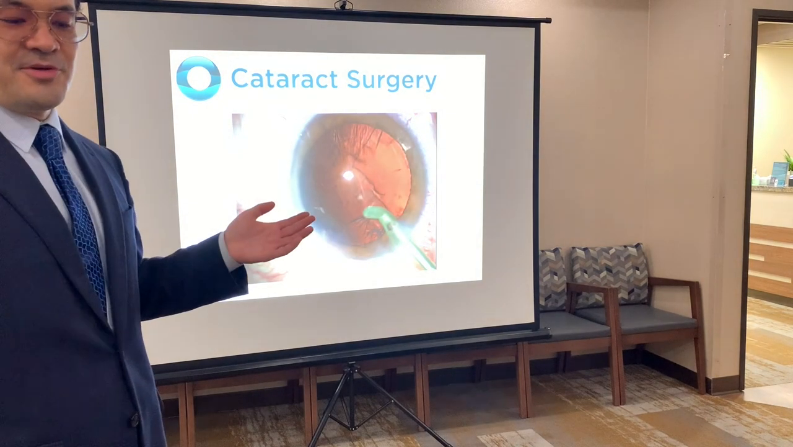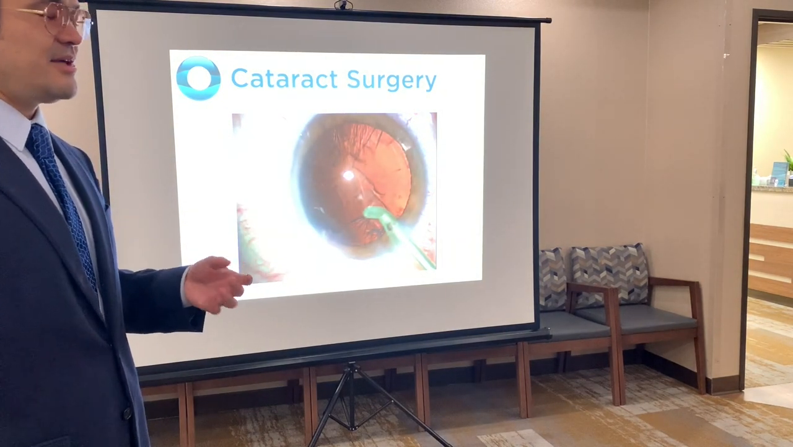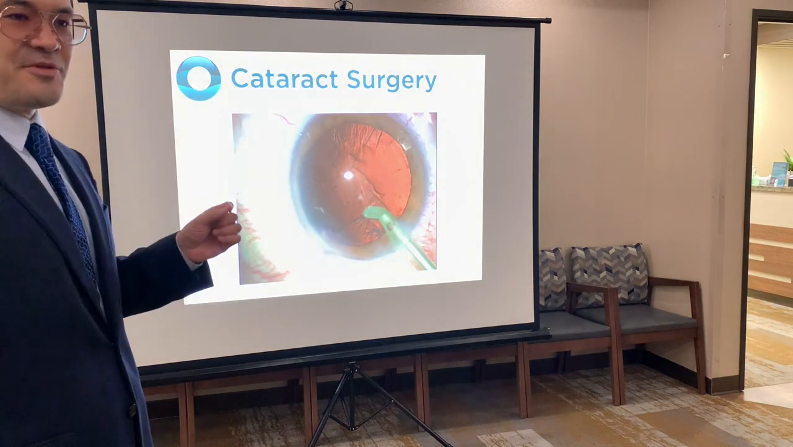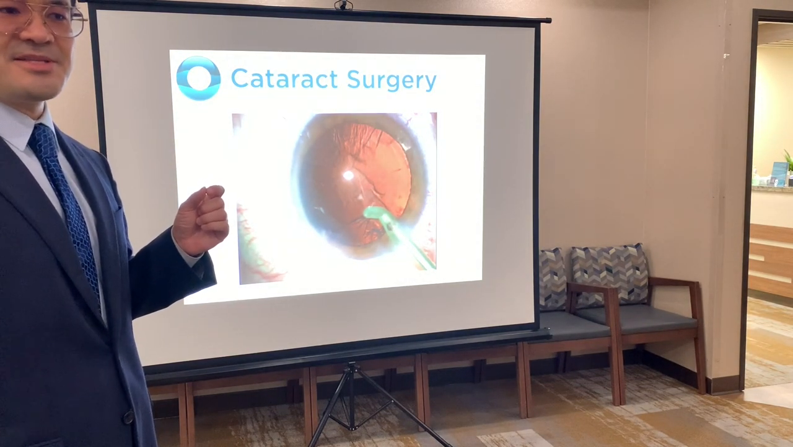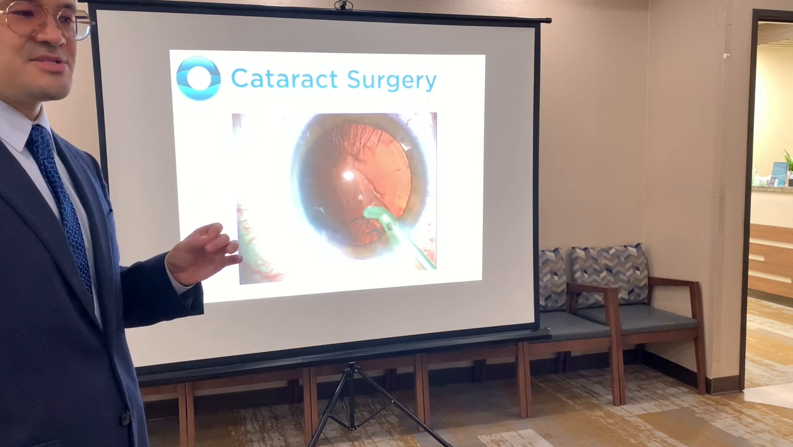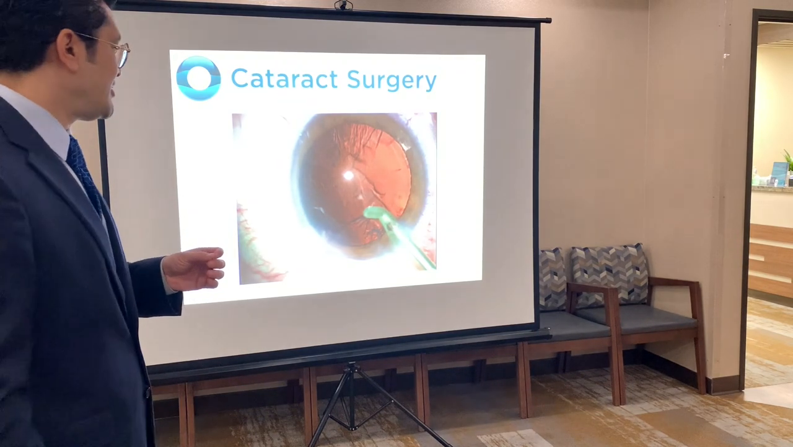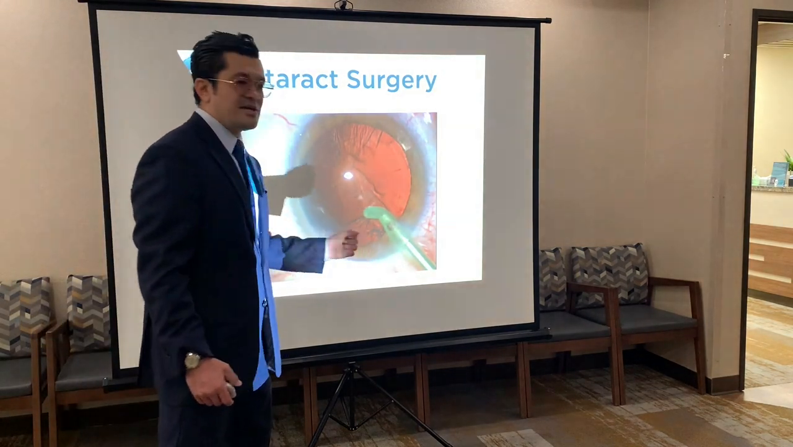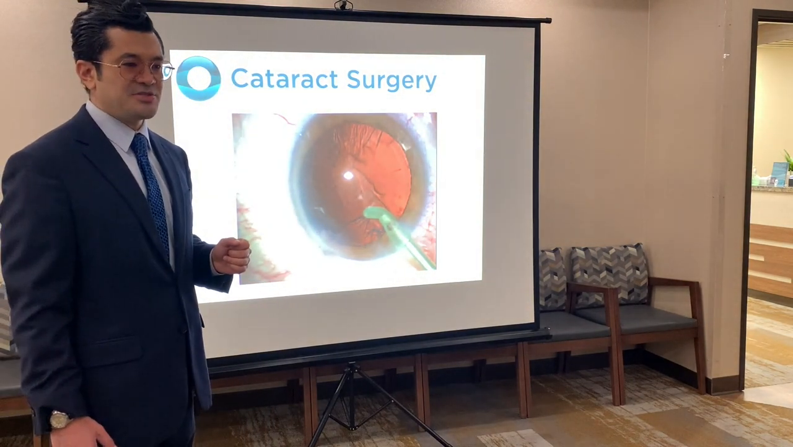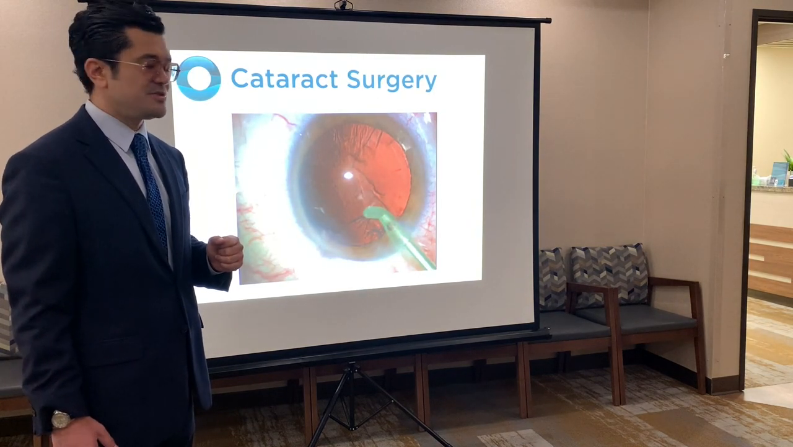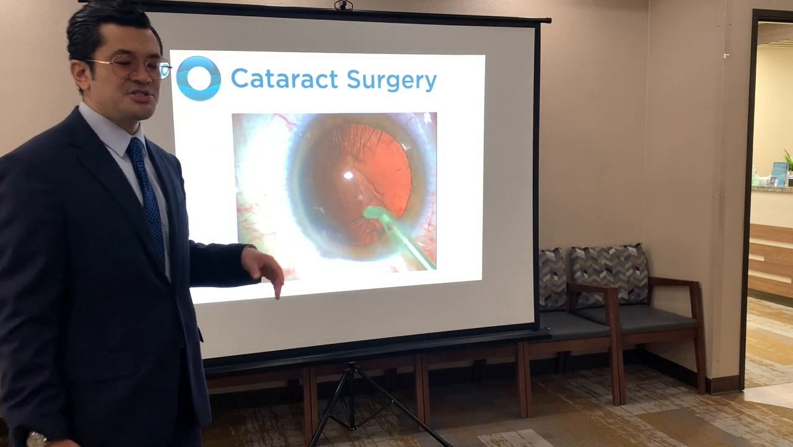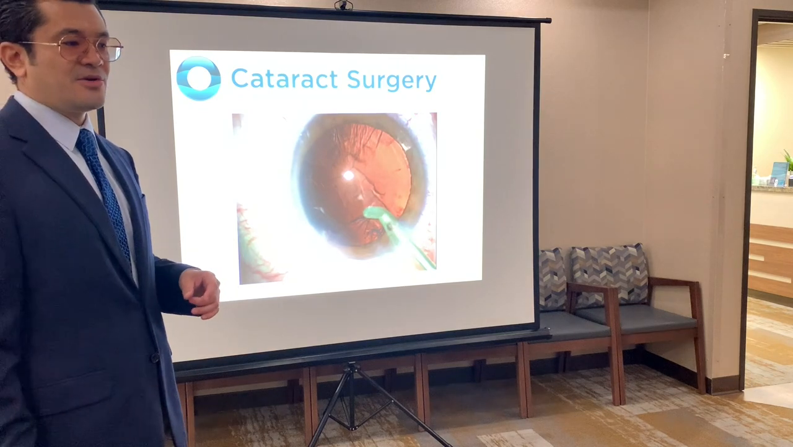So now that we've removed the nuclear cataract, and this is whether by laser or by ultrasound, we're left with these tiny little filaments of cortex. These are this fluffy cataract material on the edge. And so you can see in this picture, we're using a different tool. It's not the phaco emulsification tool. It's an irrigation aspiration tool. It's usually covered by silicone, so it's very soft. And we're using that to gently polish and remove the cortex.